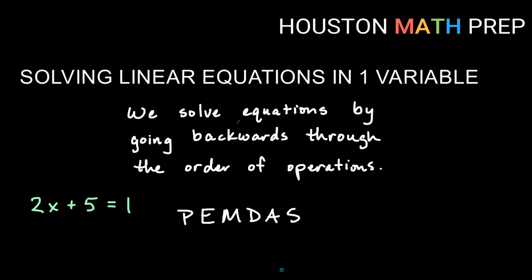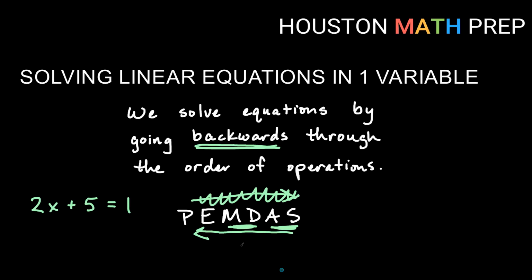We solve these by going, and this is really important, backwards through the order of operations when we solve equations for a variable in algebra. Normally when we think of PEMDAS, we would go this way and we would do things like multiply and divide before we do add and subtract. But when you're solving equations, we actually want to go backwards. So we won't go through the normal order of operations. We'll do the add and subtracts first. We'll take care of the multiply and divides next. We want to undo things backwards through that order of operations.